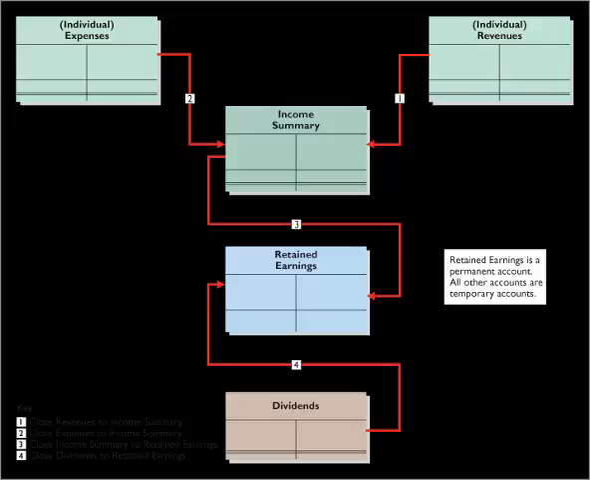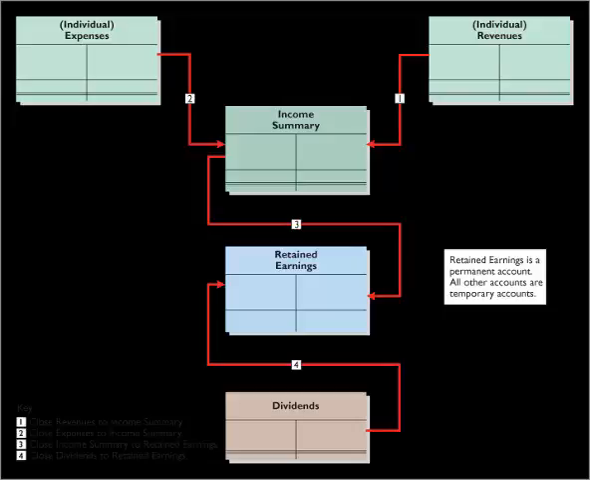How do I close my expenses? Credit. How do I write my journal entry? To record closing, debit income summary, credit expenses. Right? Okay, so here's my income summary. I credit my revenue, and I debit my expenses.